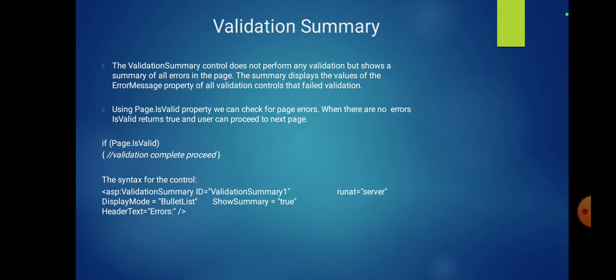Next, validation summary. The validation summary control does not perform any validation but shows a summary of all errors on the page. The summary displays the values of the error message property of all validation controls that failed validation. Using the Page.IsValid property, we can check for page errors. When there are no errors, IsValid returns true, and the user can proceed to the next page.